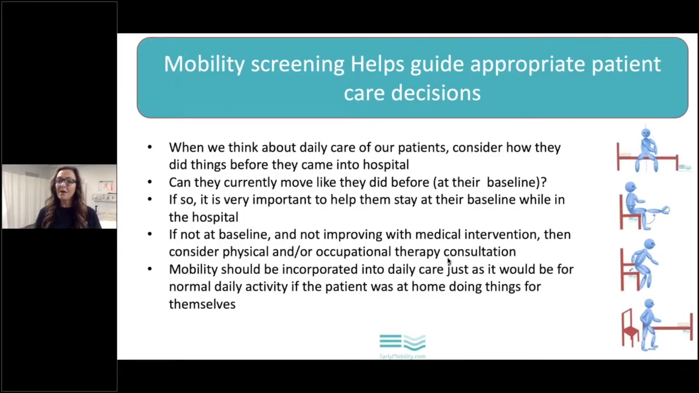So we have to think about, how did they move before they came into hospital? Are they currently at their baseline? If not, what can we do to help them stay at their baseline? And how can we help them move safely throughout their day to get as much independence as they possibly can?